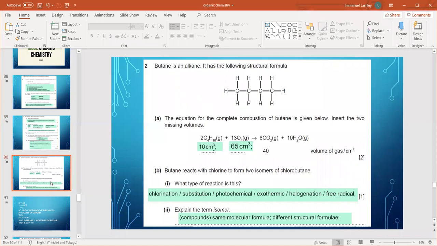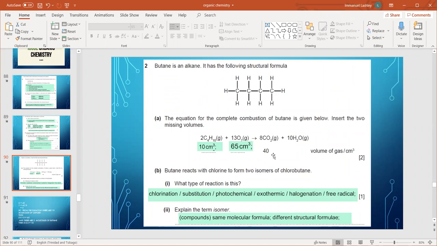The next one, butane is an alkane. It has the following structural formula. All right, and they show you the formula. The equation for the complete combustion of butane is given below. All right, they asked you to insert the missing volumes, and the missing volumes were 10 and 65.